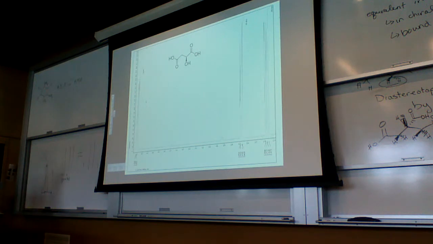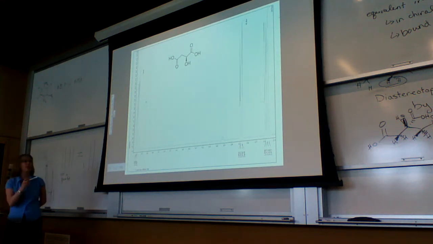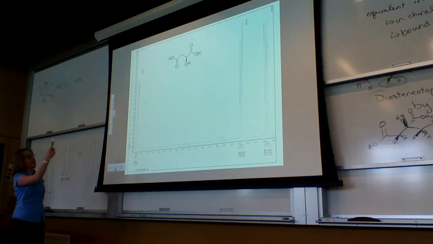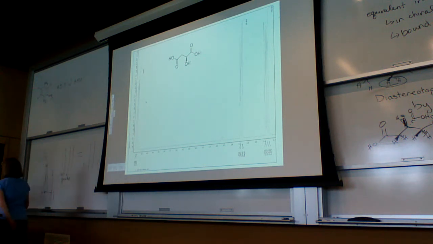So the first spectrum that you have there is of malic acid. This is in D2O, so it has taken away all the OH and the 2 carboxylic groups. And we don't see those signals, so those have been replaced by deuterium.